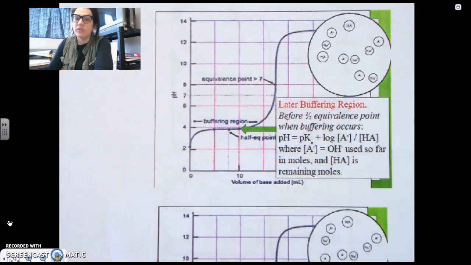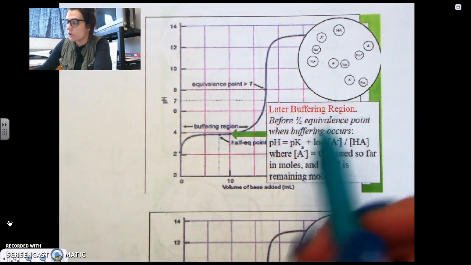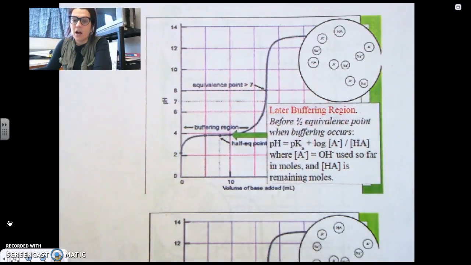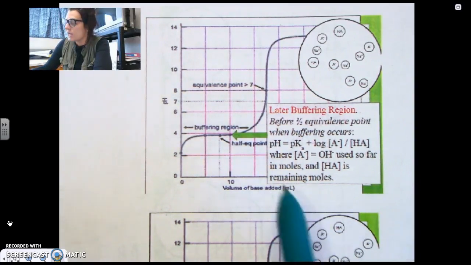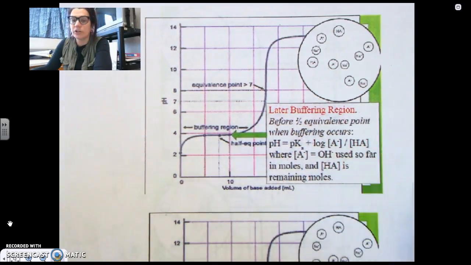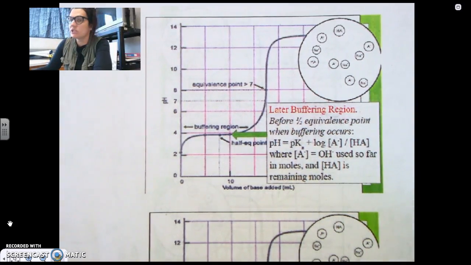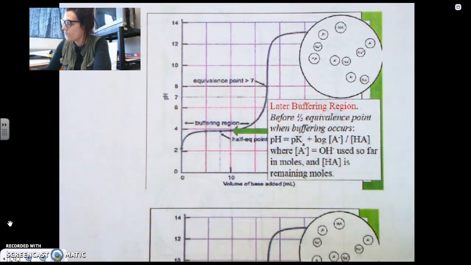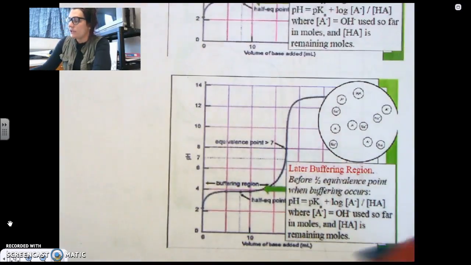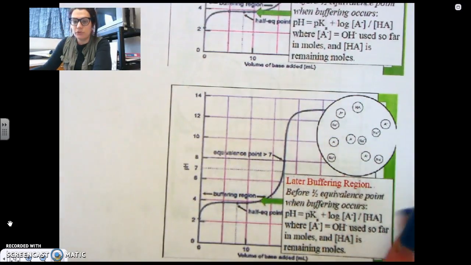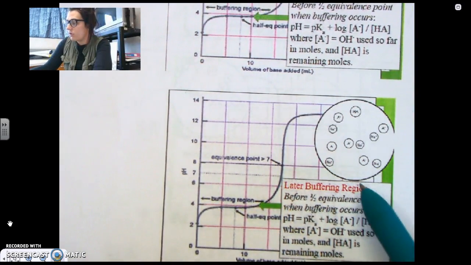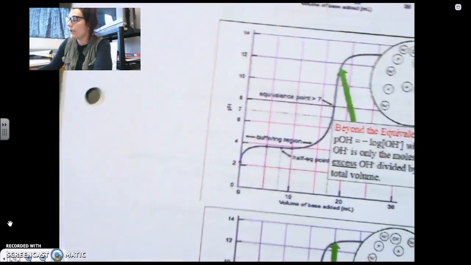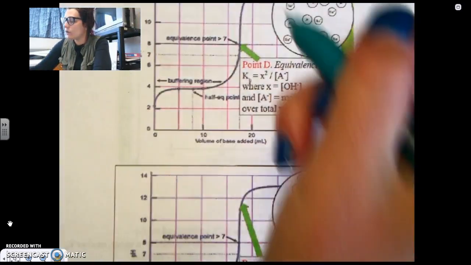Okay? So then after halfway to equivalence, in the later buffering region, you're still going to use that pH is equal to the pKa. You're going to use that equation to figure out what the pH is, or what the Ka is if you know what the pH is. Okay? And then you'll notice that your HA molecules start to go away, and you're left with all of these conjugate bases.